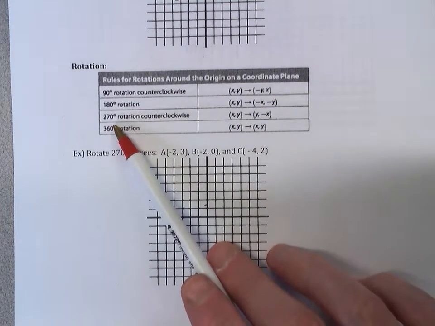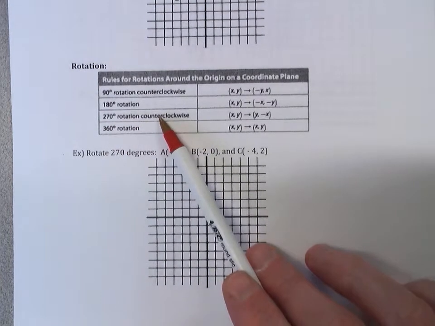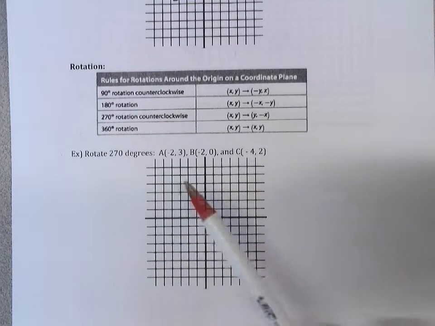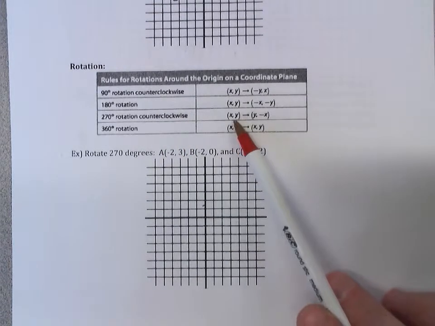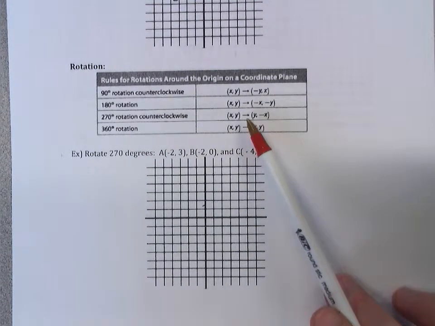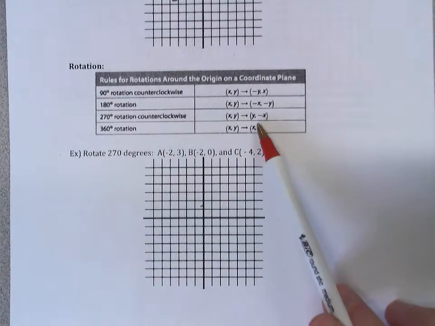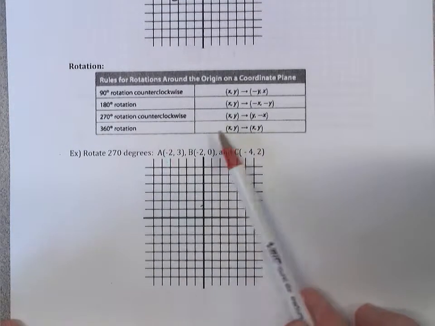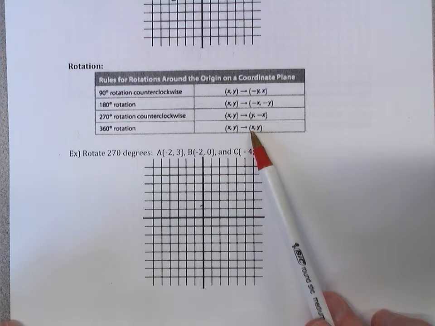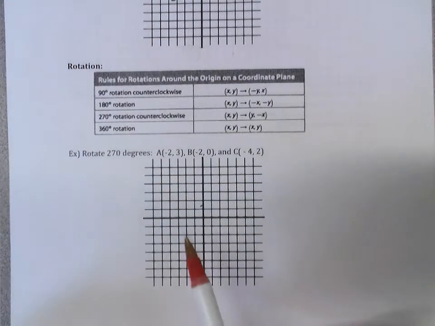If you are rotating something 270 degrees, so 3/4 of the way around the clock, counterclockwise. Remember, counterclockwise means this direction. If we do that, the x and y's switch places, the y's stay positive, but all the x values become negative. And then if it's a 360-degree rotation, the x and y's stay the same because we've rotated all the way around and we really don't see any difference.